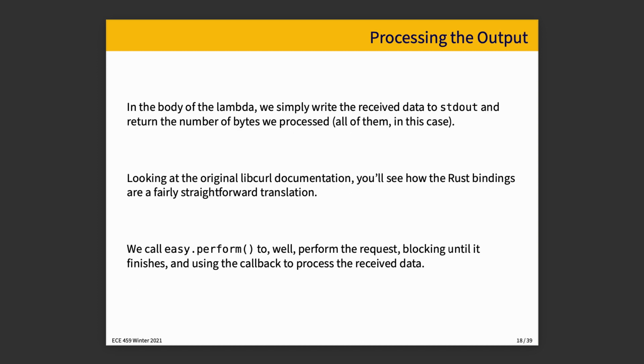And so, yeah, we do have to specify how much we have processed. If you look at the original bindings, if you have previous experience with libcurl, I do a lot of command line curl stuff myself, you'll see how the Rust bindings are fairly straightforward translation. If you took ECE 252, you should be familiar enough with Rust, both in the synchronous and asynchronous forms, because that was covered in that course. And just, again, noteworthy, perform starts the request, blocking until it finishes, and finishing includes having processed all of the data that we were expecting to get.